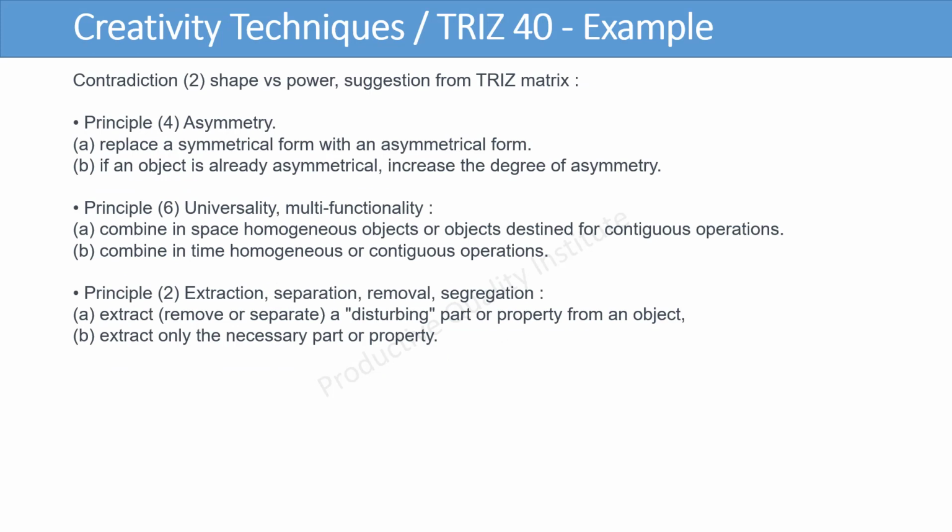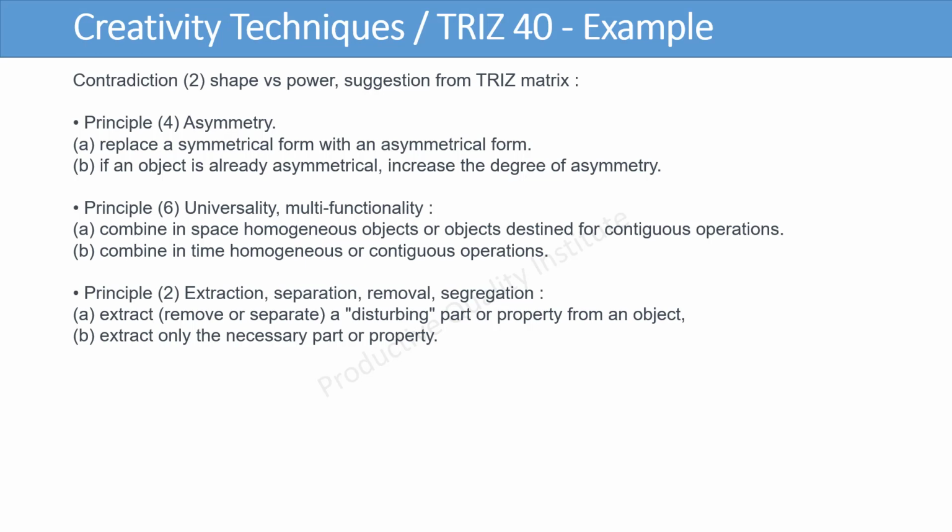Suggestion from the TRIZ matrix: Principle 4, asymmetry. A. Replace a symmetrical form with an asymmetrical form. B. If an object is already asymmetrical, increase the degree of asymmetry. Principle 6, universality, multifunctionality. A. Combine in space homogeneous objects, or objects destined for contiguous operations. B. Combine in time homogeneous or contiguous operations.